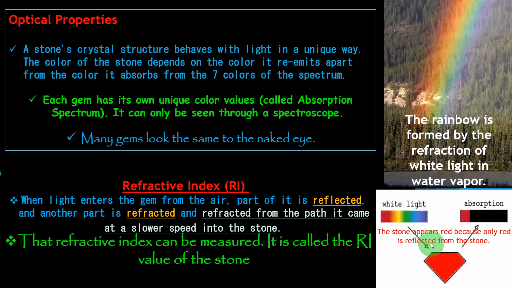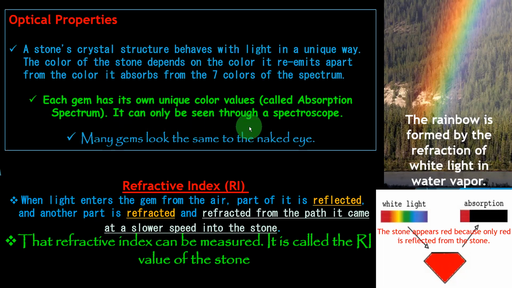We discuss it here. Each gem has its own unique color values. That is called the absorption spectrum. We are discussing it in later lessons. Still, we are in 16 now. The absorption spectrum gives the real identity for the gemstone.